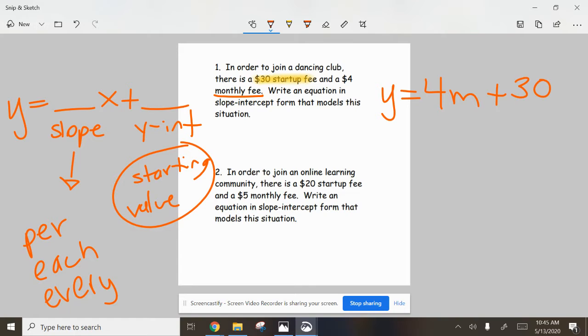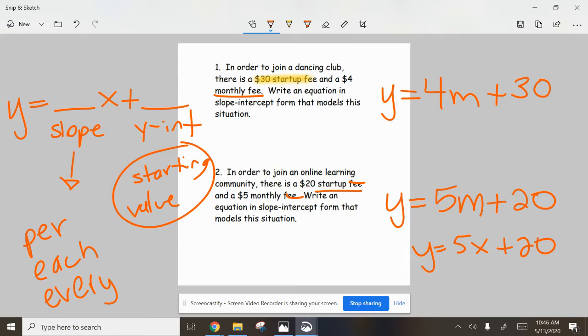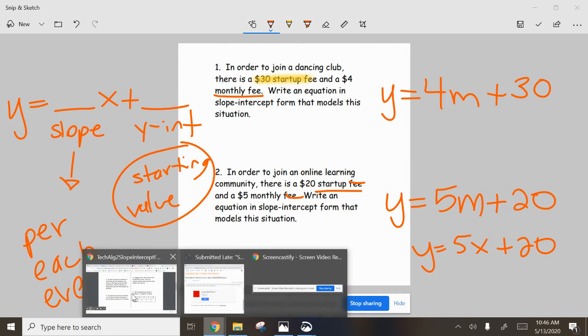Let's go to the second one. In order to join an online community, there is a $20 startup fee and a $5 monthly fee. Write an equation in slope-intercept form that models this situation. Go ahead and do that. Y equals plus 20, right? Startup fee. I know they have a lot of fees in this word problem. There are two different fees in here. Cross that out. $20 startup cost and a $5 monthly. Or you could have done it the same way, 5x plus 20. All right, not too tough. You guys got this.